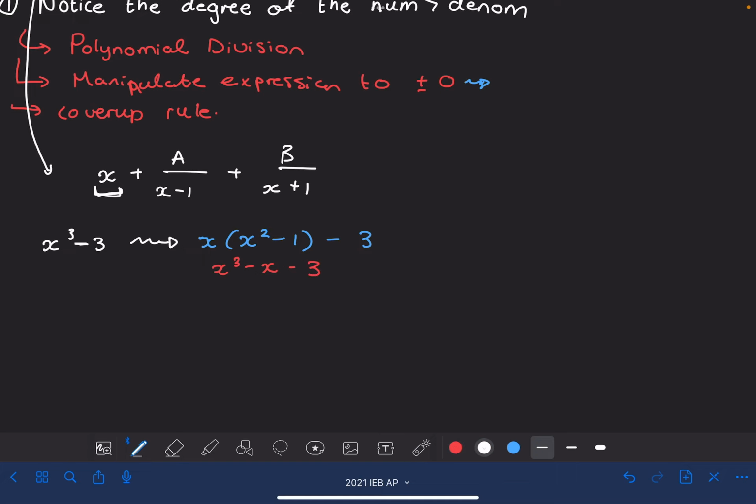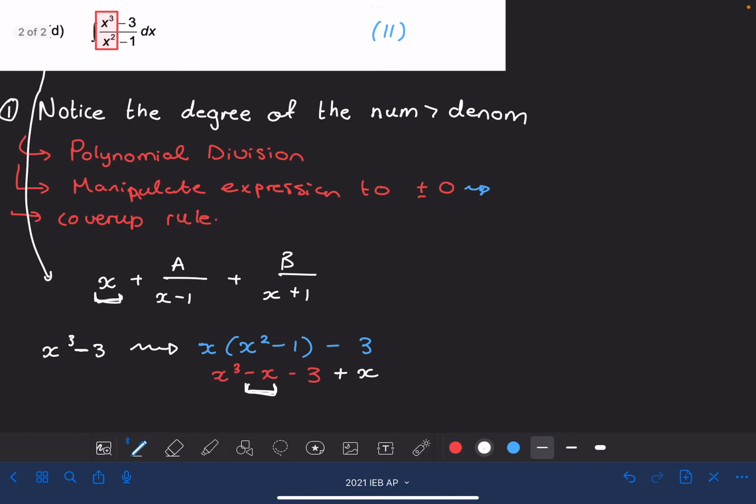The term that we've added is this negative x, so we've got to correct for that x by adding it. Now, by plussing and minusing an x, we've reverted back to 0 by the term that we've added and subtracted, so we haven't changed the expression at all. In fact, if you add and subtract that, you're just left with x cubed minus 3, which is what we had in the beginning.